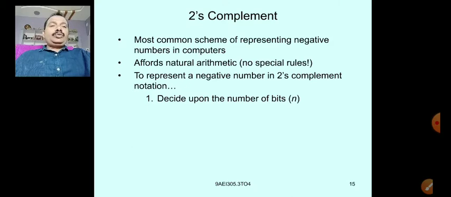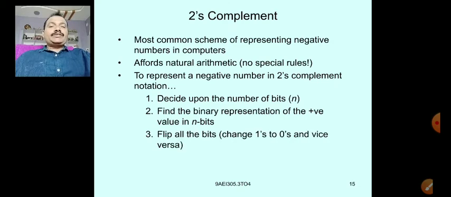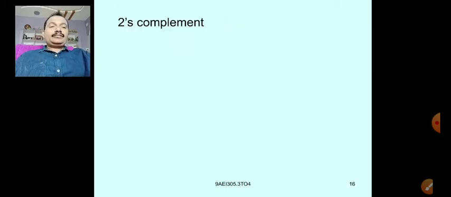So, how do we represent negative numbers in 2's complement method? Decide the number of bits. Find the binary representation of the positive value in n bits. Flip all the bits. That means complement. Add 1. You will get the 2's complement value. So these are the steps.